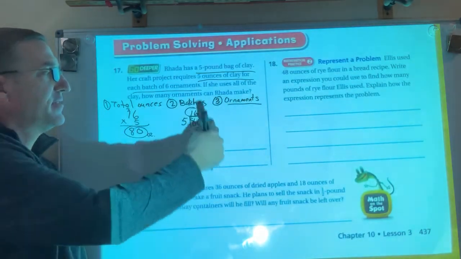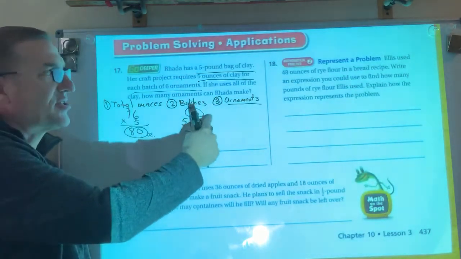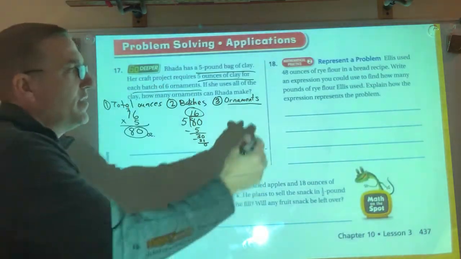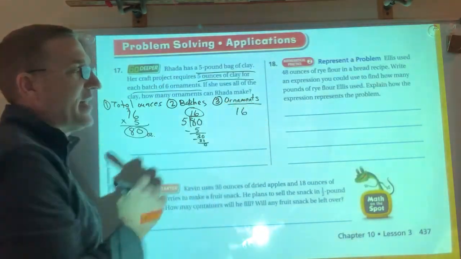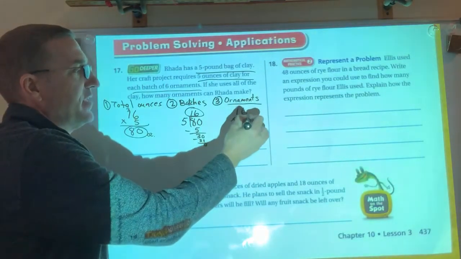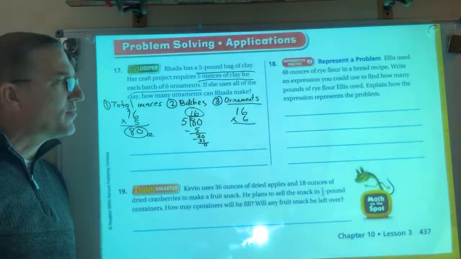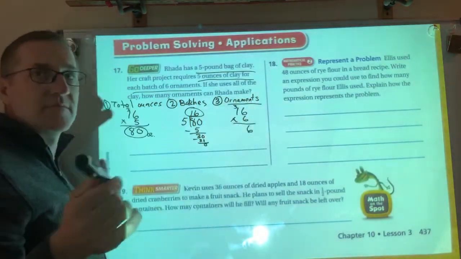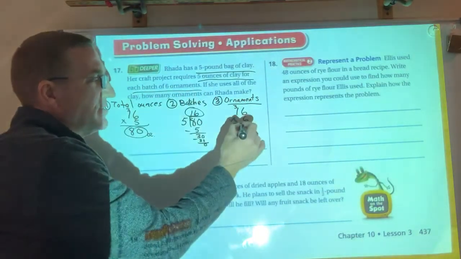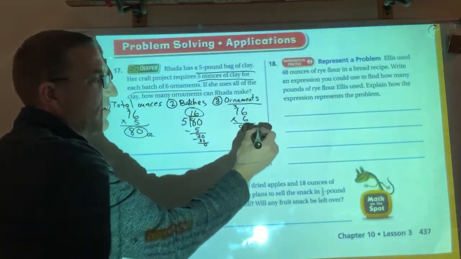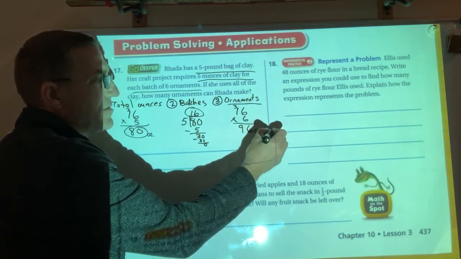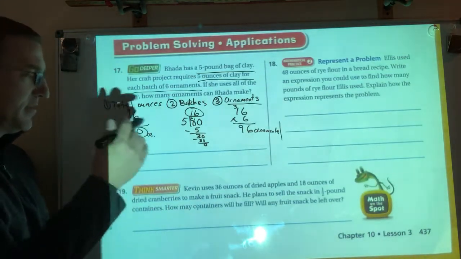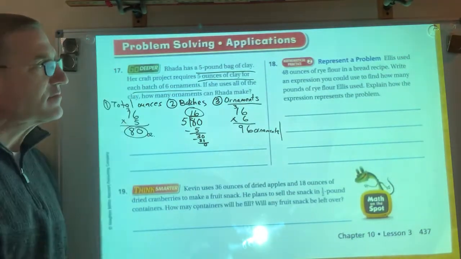So I'm going from pounds to ounces, to batches, now to my ornaments. Each batch makes 6 ornaments. So I'm going to take my 16 batches times 6 ornaments in each batch, and I'm going to multiply that out. 6 times 6, 36. 6 times 1, 6, plus 3, 96. So 96 ornaments. All right. Okay. So that's it. Easy peasy, lemon squeezy, 96.